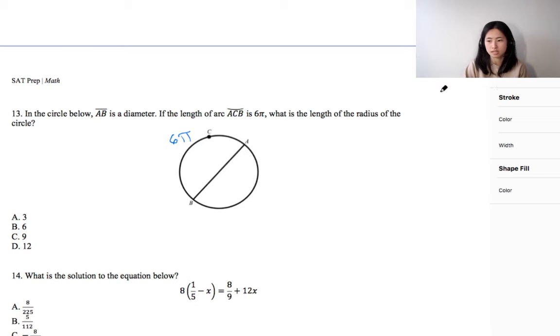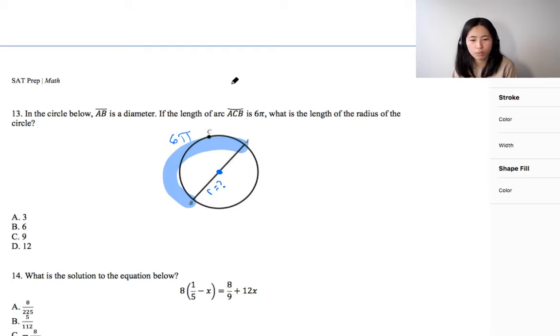Maybe I can highlight this as blue. So from this point to this point, that's basically 6 pi, right? That's what they're telling us. What is the length of the radius of the circle? First of all, we don't really know what the diameter is, so we can't just divide by 2 and then get the radius, right? So they're asking us what the radius is.